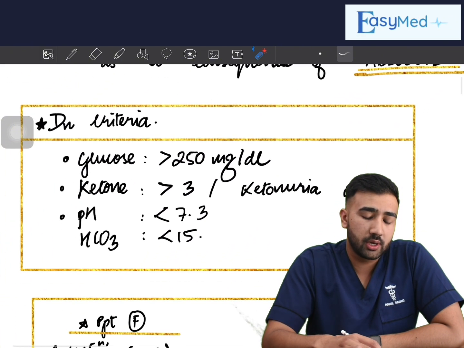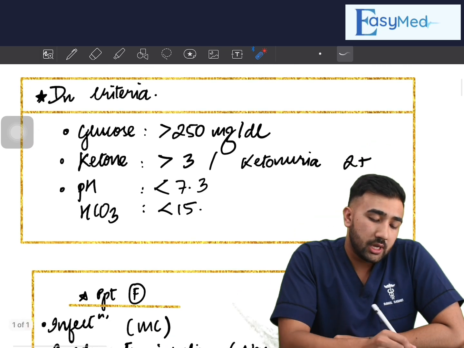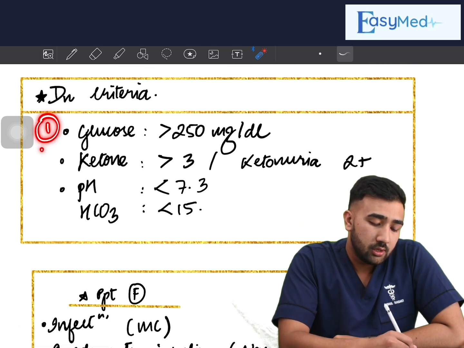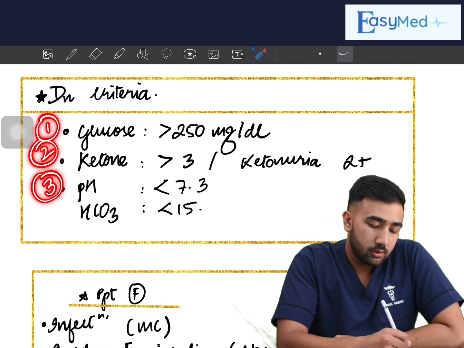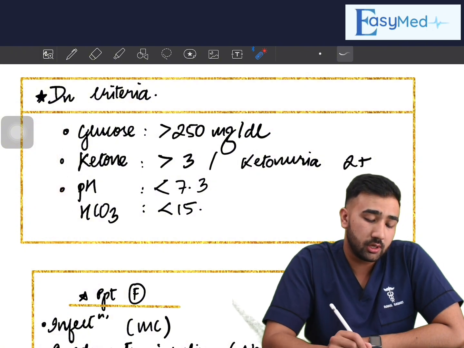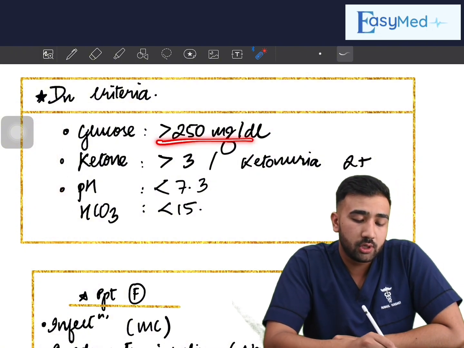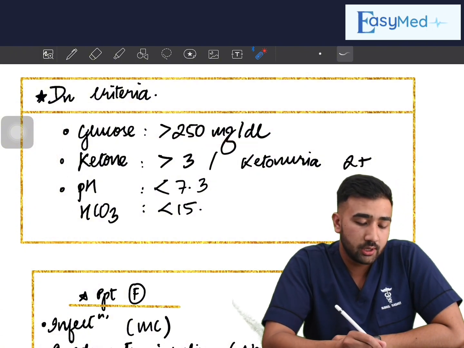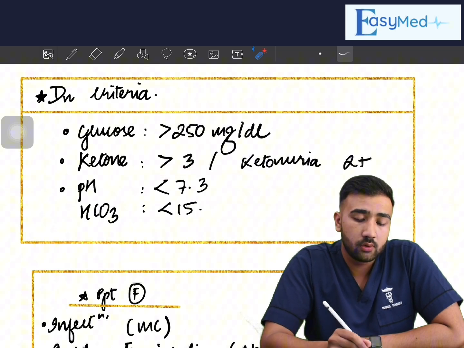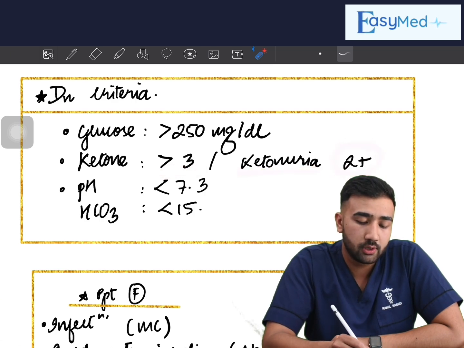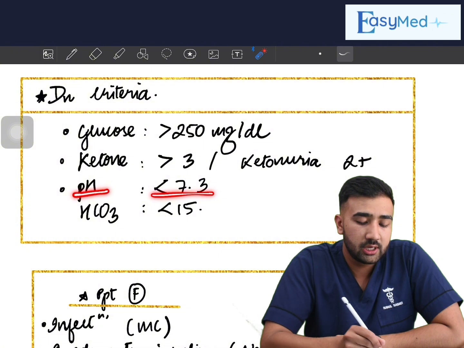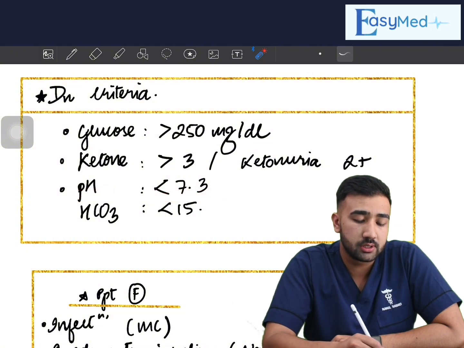So what is the diagnostic criteria? Diagnostic criteria ma chai tinta main kura cha, and bicarbonate is secondary. Glucose must be more than 250 milligram per deciliter. Ketone more than 3 or ketone urea 2+ भन्दा बढी हुनु पर्यो. And pH चाहिँ less than 7.3, that is acidosis.